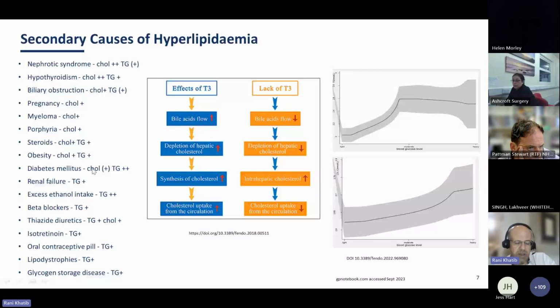Stuart, I know you wanted to comment on that. If you wanted to chip in anything about the secondary causes of hyperlipidemia, please chip in based on your practice.